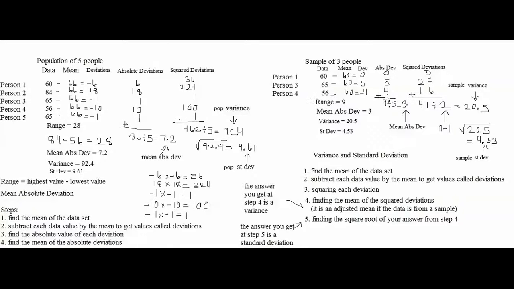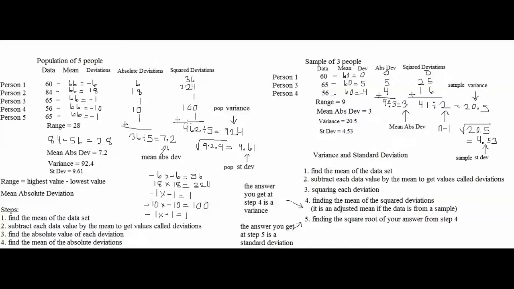The same thing with a sample. The mean absolute deviation right here is the literal average distance from each number to the mean, because if you take these numbers right here, the absolute deviations, and you average them to get the average of 3, you get the average distance from each data value to the mean. And then if you calculate the standard deviation, you get a number close to the mean absolute deviation. So once again, the mean absolute deviation is the average distance from each data value to the mean, and the standard deviation is a number that roughly shows the average distance from each data value to the mean.